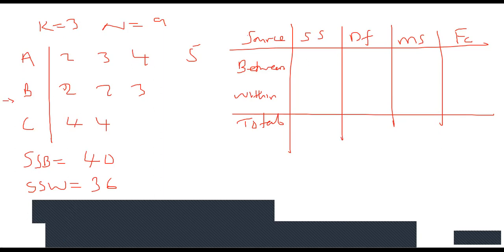Here, sum of square between, we're given 40. Then sum of square within, 36. Then the total, 76. Okay.